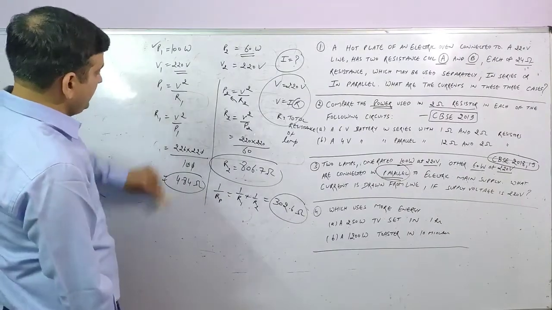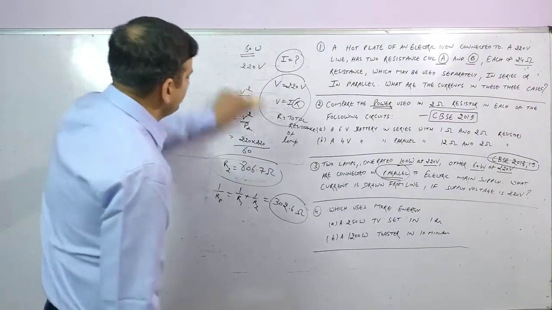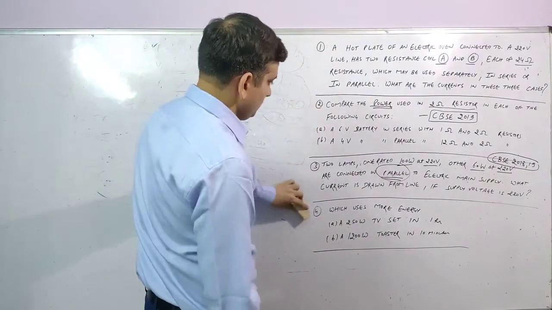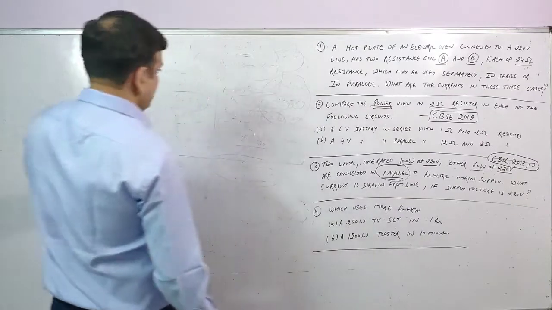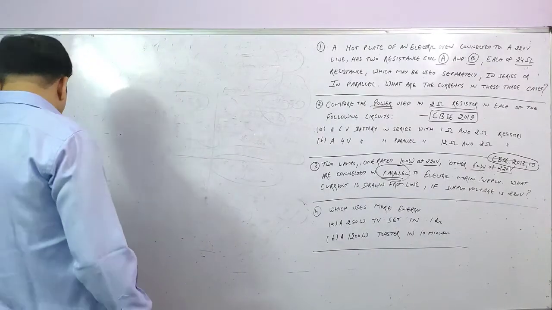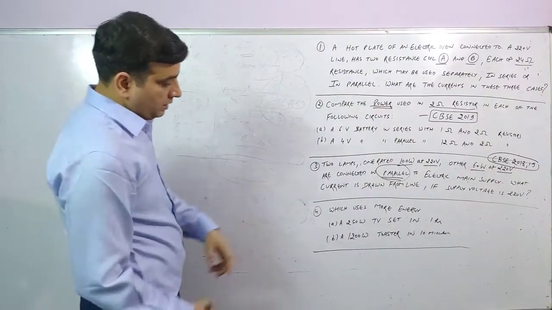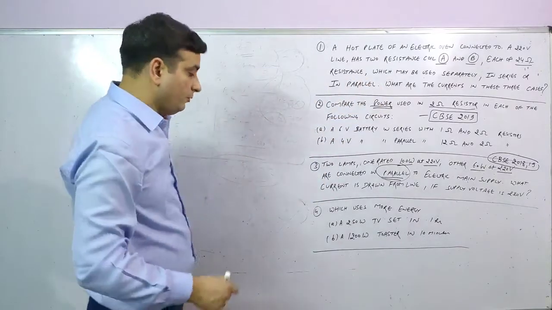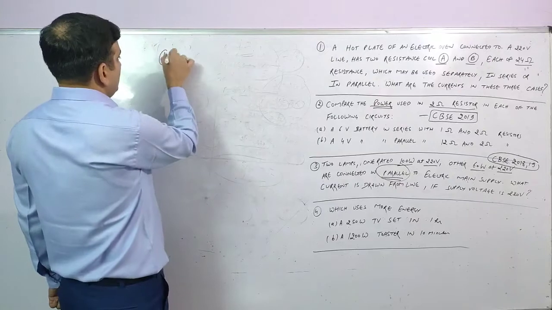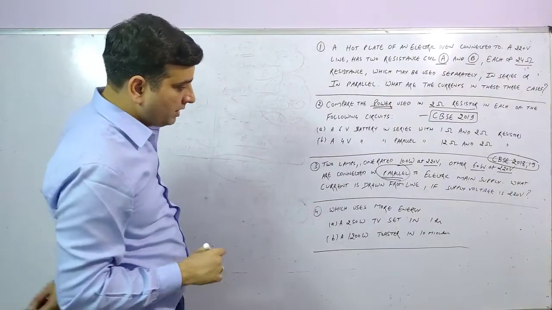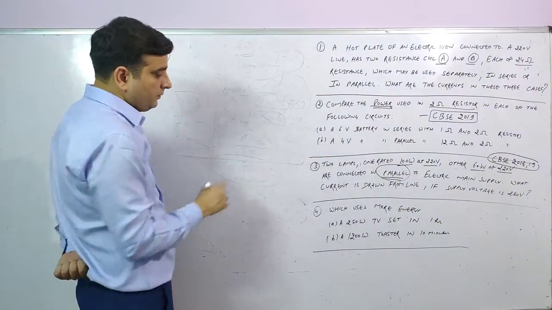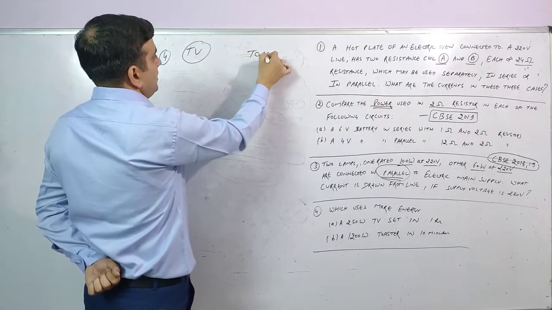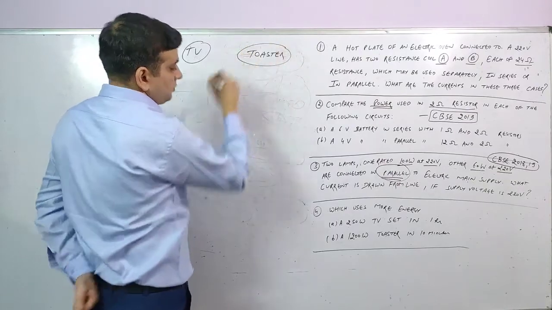Now we will solve the next numerical, which is numerical number 4. This is a simpler one in comparison to numerical number 1, 2 and 3. So again we will use the same pattern: what is given, what we have to find out. So question number 4: which uses more energy? It is a comparison between two appliances, a TV and a toaster.